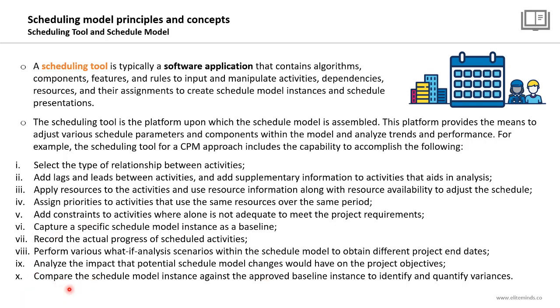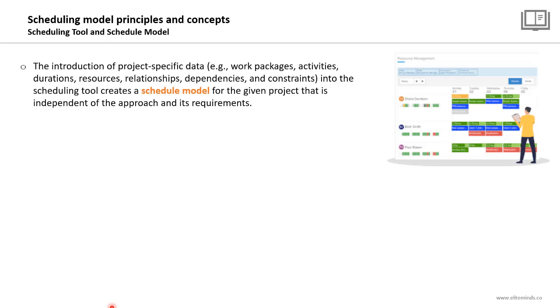Also, you will be able to compare the schedule model instance against the approved baseline instance to identify and quantify any variances in the project. These are some of the features that having the proper scheduling tool in your project will allow you to do on your project schedule. The introduction of project-specific data, like what are the work packages of the work breakdown structure, what are the project activities, what are the durations, resources, relationships, dependencies, and constraints into the scheduling tool creates a schedule model for the given project that is independent of the approach and its requirements.